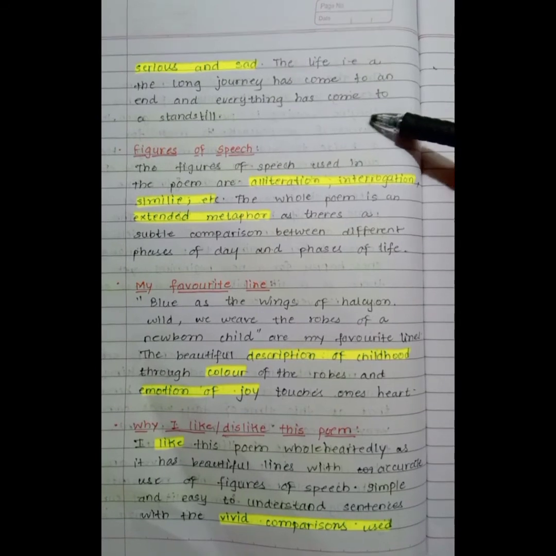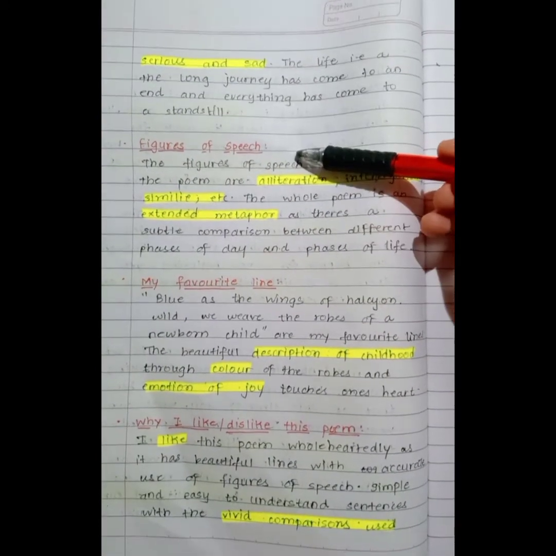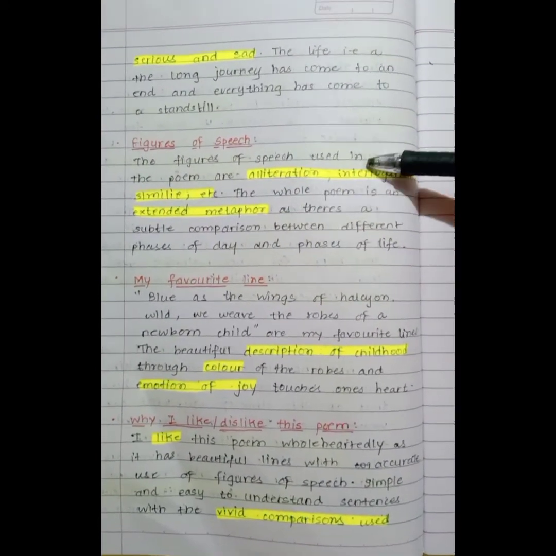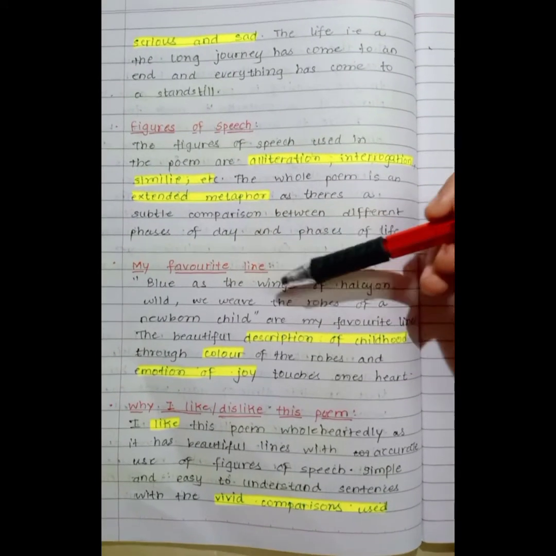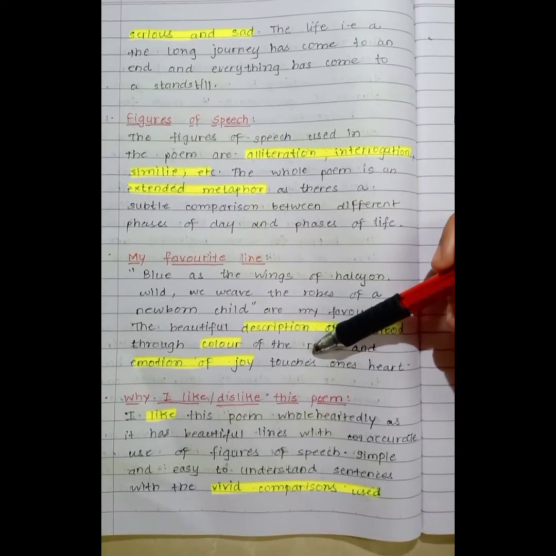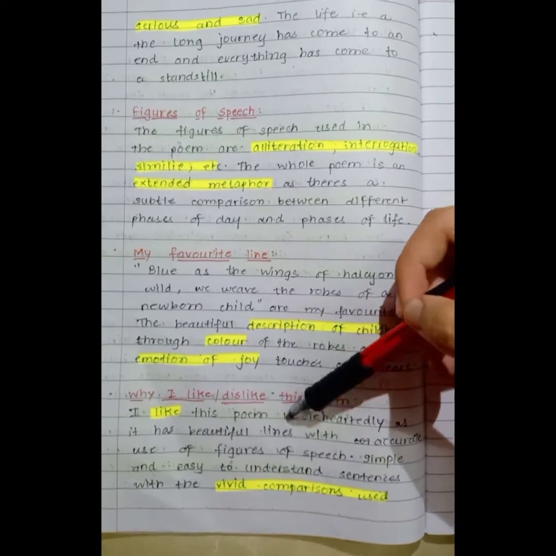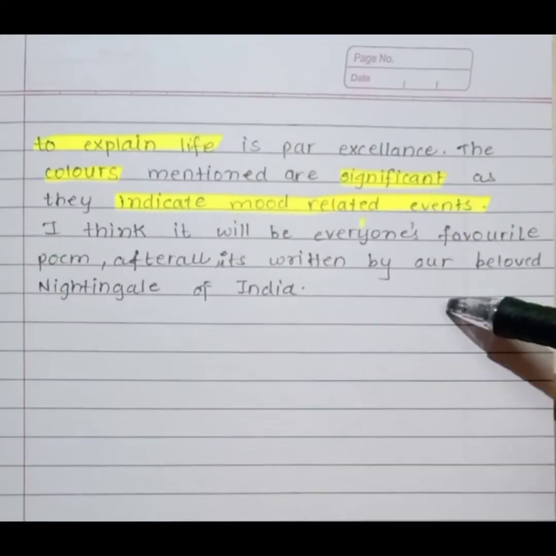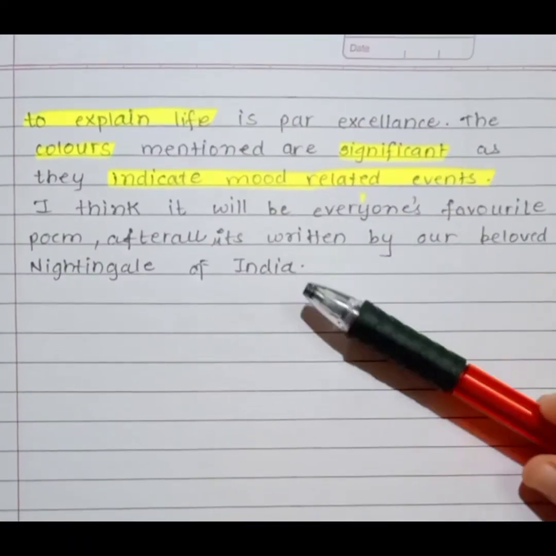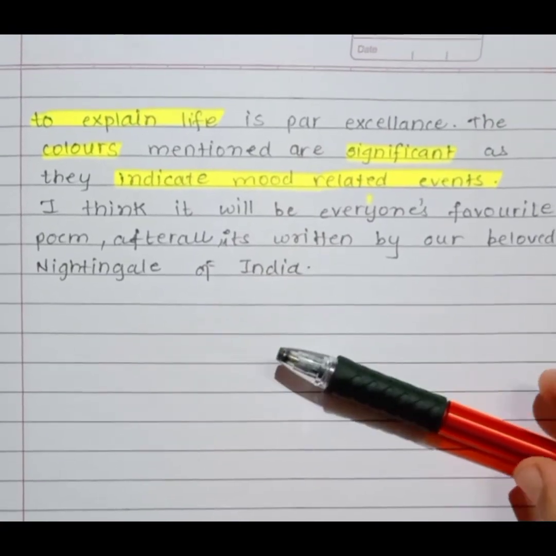Next comes figures of speech. I have mentioned the figures of speech in the poem. You have to check from the stanza which lines are those, and favorite lines you can write as per your choice. And why I like the poem, here always give positive feedback. It's good for your marks.